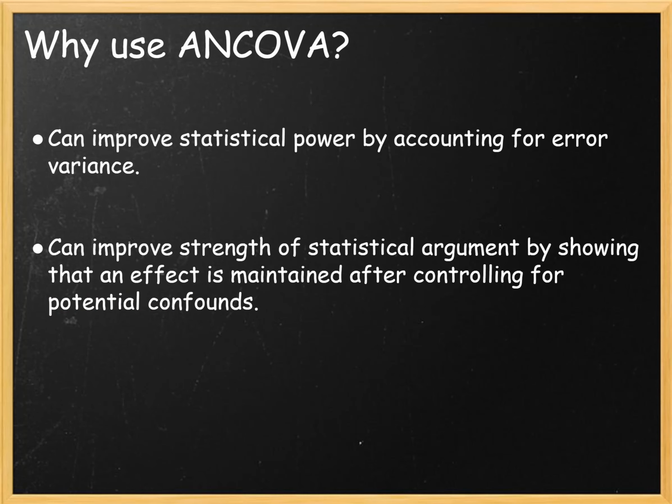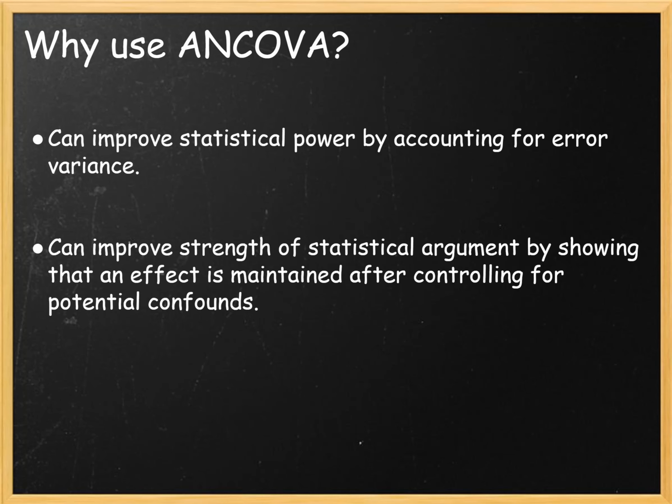So why would you want to do that? Well, one reason is it can help you improve statistical power because, ideally, you should choose a covariate that would account for some of the unexplained variance in the dependent variable and give you more sensitivity to detect the relationship between your IVs and your DVs after you partial out the covariate.